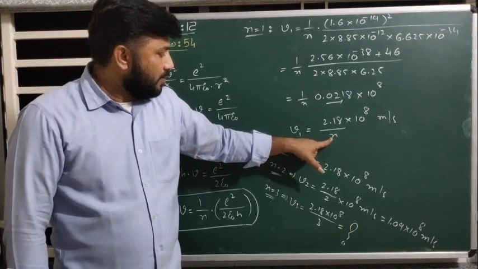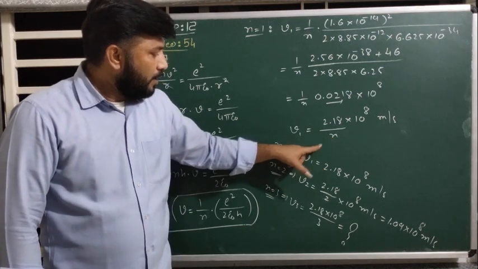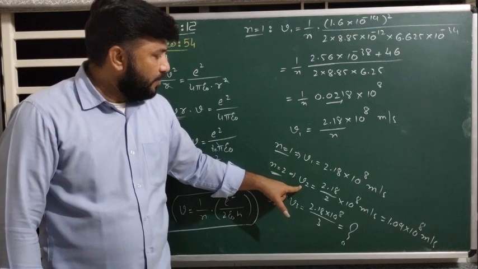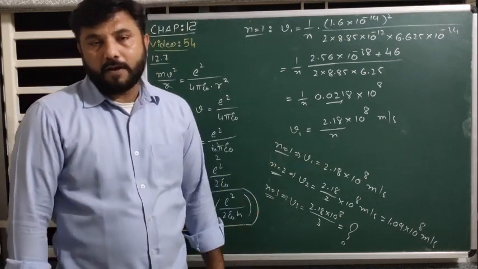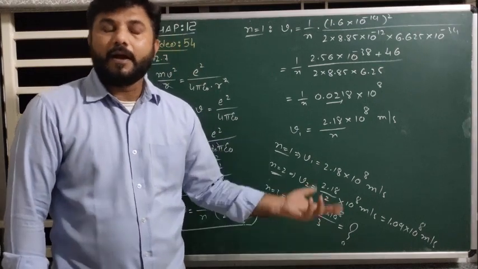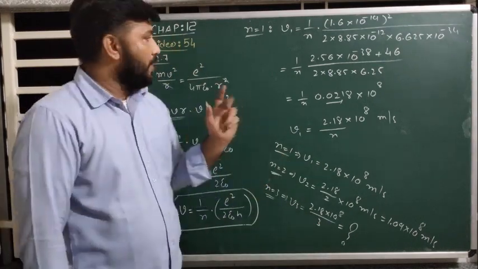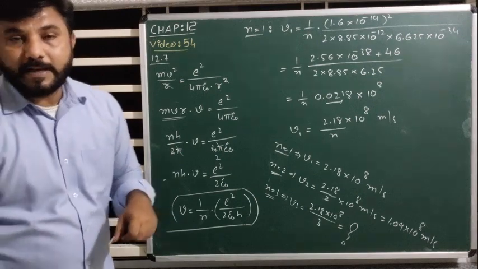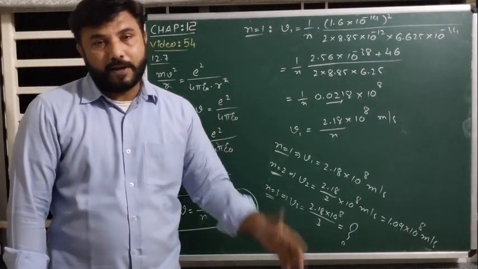So put n is equal to 1, so you will get v1. n is equal to 2, you will get v2. n is equal to 3, v3. Okay, do this simple calculation, find the answer. It will be again in meter per second. Have a look. Then after we will see the second part of this numerical.